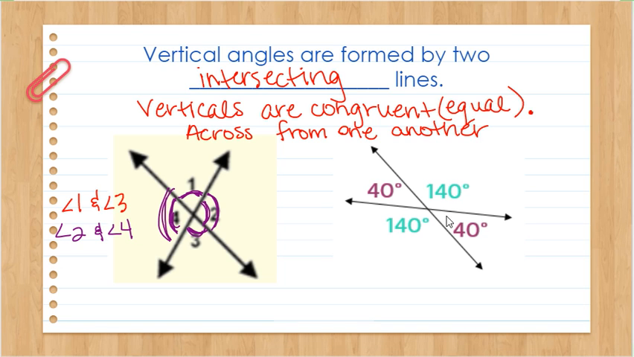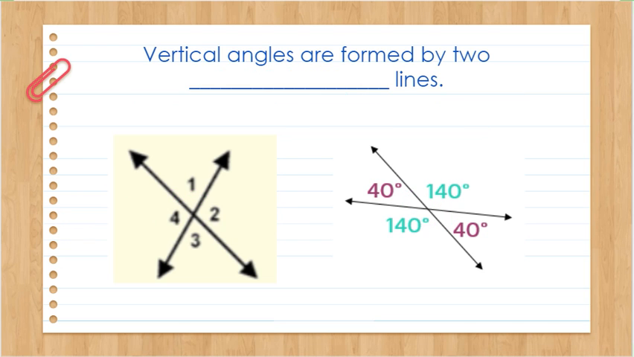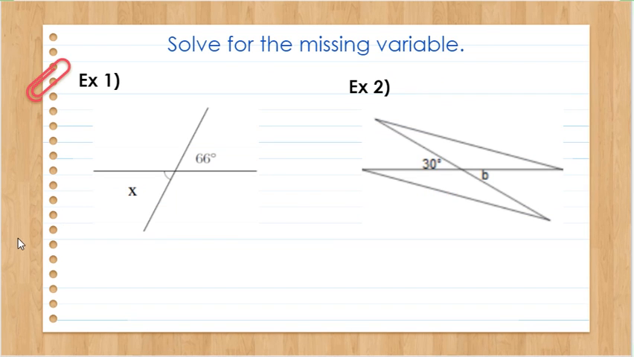All right, this example here, we can already see that 40 degrees is across from this 40 degrees, and then 140 is across from this 140. All right, so these are vertical and these are vertical. All right, let's move on to the next example. So these are the types of problems you'll see.